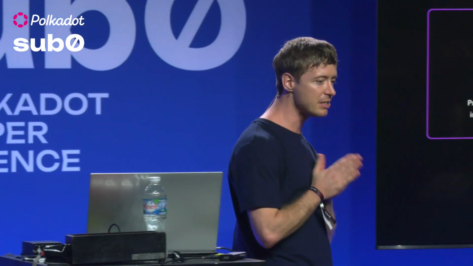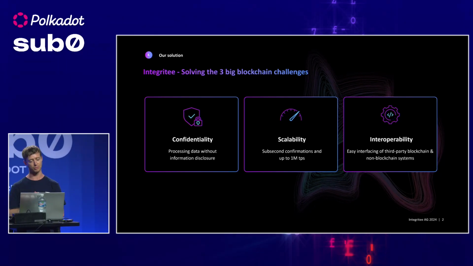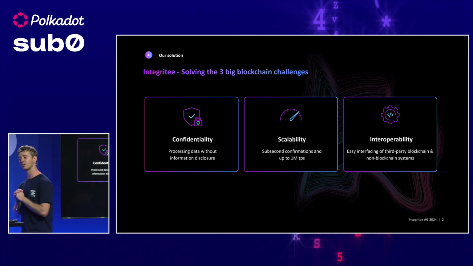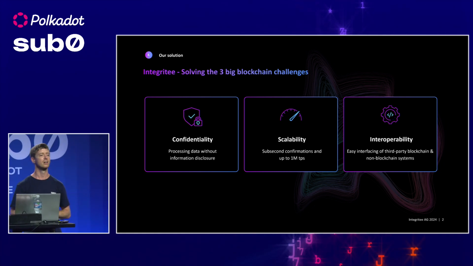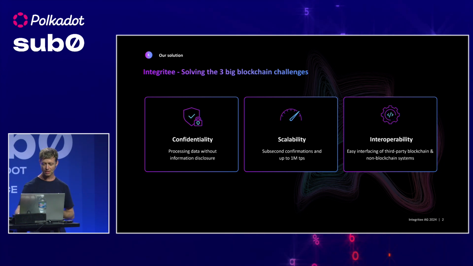But before we dive into it, these are the foundational things that we solve at Integritee to reach the state to actually implement this demo. We claim that we solve confidentiality issues with our technology, scalability issues, and also interoperability issues, like talking to Web2 services, bridges, and so on.